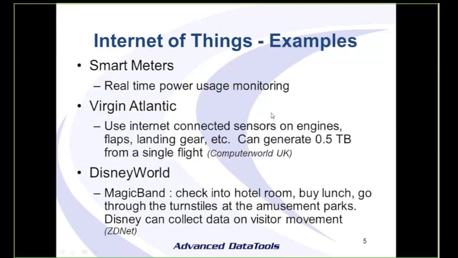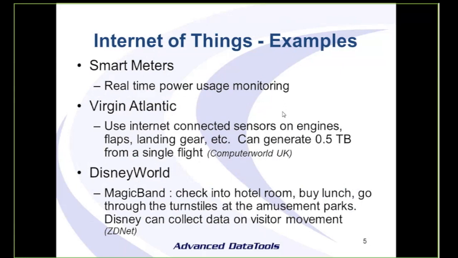Okay, some examples of Internet of Things. Some of these you may have heard of. Smart meters are a big one. Around the world, utility companies are putting in these smart meters, which allows them to monitor real-time energy use, and even the homeowner or a business owner to be able to monitor their own energy use at any point in time.